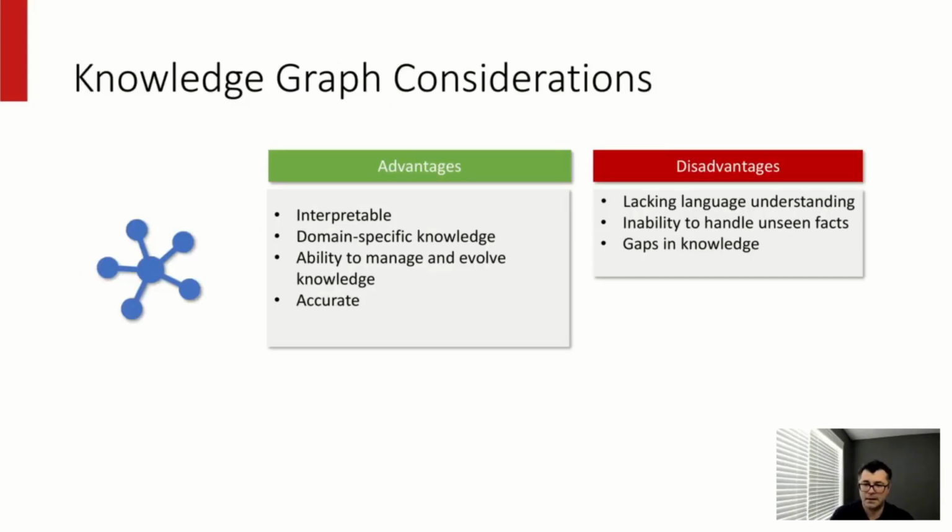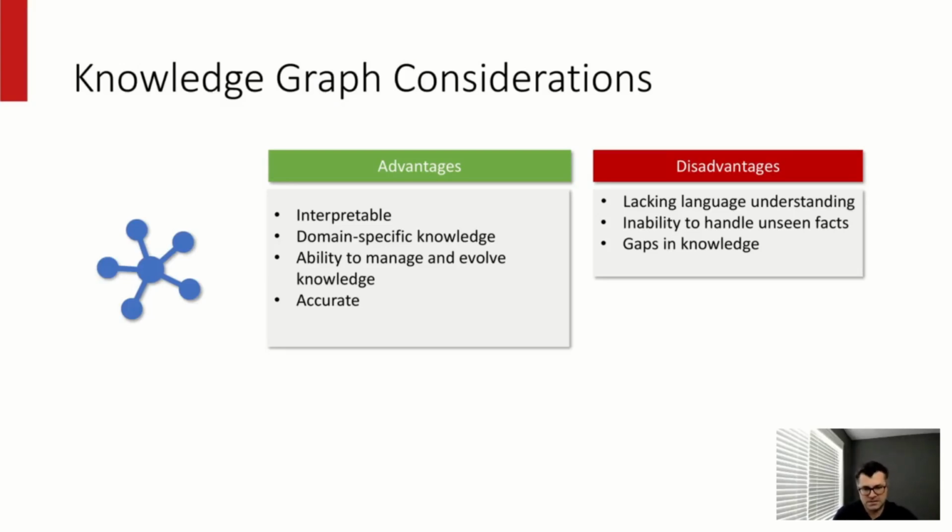Moving on. We've already talked about this, but the advantages of knowledge graphs are that they're interpretable. They do store domain-specific knowledge. With them, you have the ability to manage your knowledge and evolve it over time. And if you've set it up properly, the knowledge in it will be accurate. Now, knowledge graphs are by no means perfect.